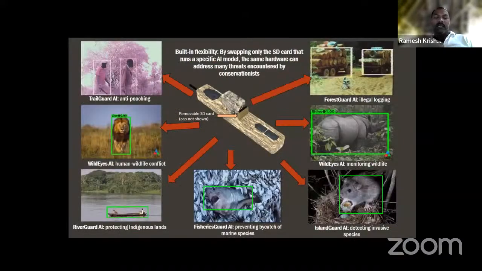You can see this camera trap is very small in size. This SD card is there, so you can have data both on the SD card as well as remotely. Now they've developed it for anti-poaching, human-wildlife conflict, sometimes protecting indigenous islands from logging, and bycatch of marine fishes, invasive species, monitoring wildlife, illegal logging.